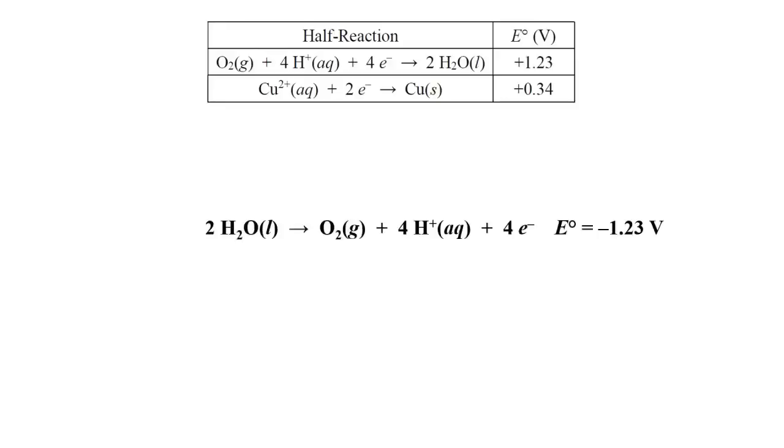So look at what I did on this slide. Not only did I change the order of the reactants and the products, so now it says 2H2O on the left and O2 plus 4H+ plus 4 electrons on the right. Look at what I did to the sign of the cell potential when I reversed this half reaction. In the table, it said the cell potential was positive 1.23, and now because I reversed that equation, the cell potential is actually negative 1.23 volts.